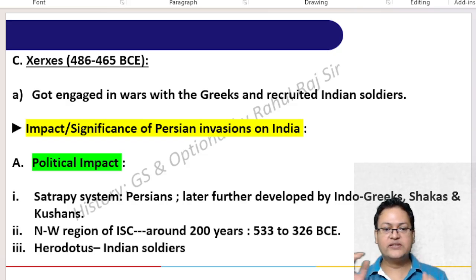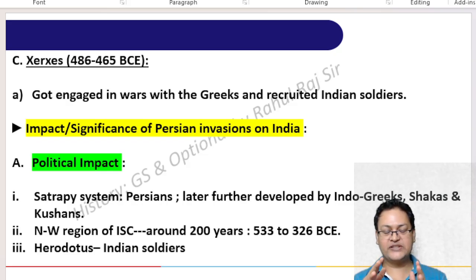Now one more ruler is Xerxes. You don't have to remember this name. You just have to remember Cyrus and Darius, and that the inscription of Darius has used the term Hindu. This much only you have to remember till now. Now Xerxes got engaged in wars with the Greeks and recruited Indian soldiers in good numbers, because Herodotus has mentioned this, that he was surprised to see Indian soldiers in the Persian army. You remember the movie that came in 2006, 300. The Persian king shown in that movie is Xerxes.